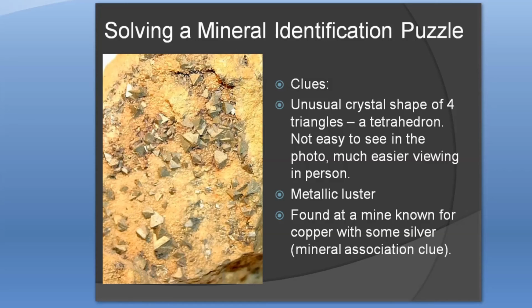It has metallic luster. It was found at a mine that's known for producing copper with some silver. And those 3 clues, the tetrahedron shape, metallic luster, found at a mine known for copper with some silver, it's tetrahedrite, which is a silver antimony mineral that, like I say, often contains significant amounts of silver. That's the kind of thing that you do to identify a mineral.